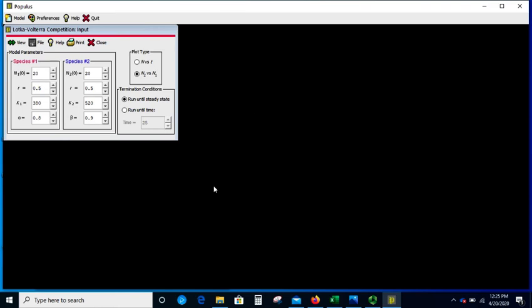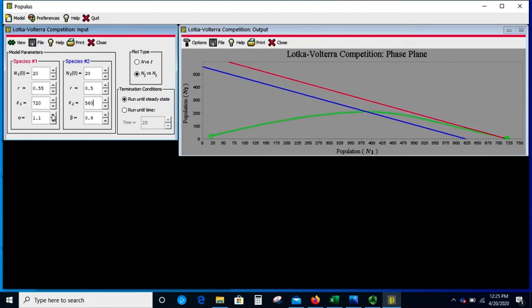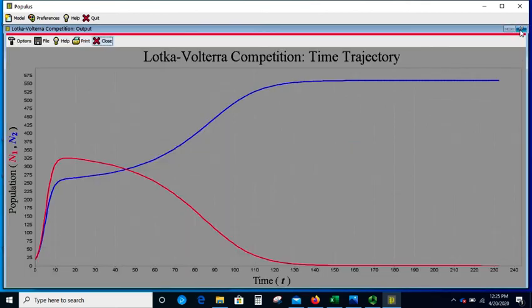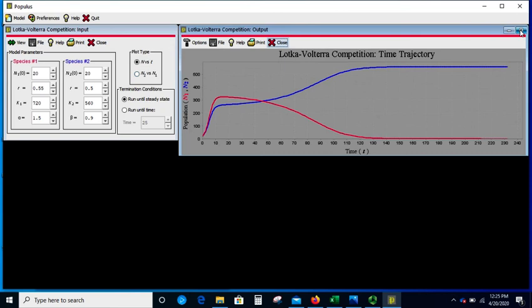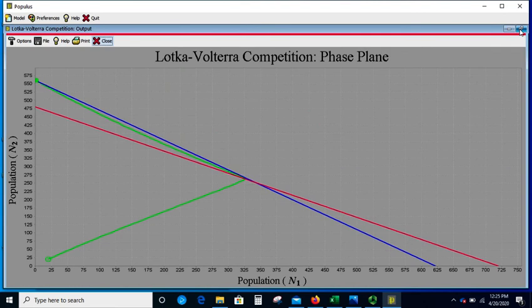All right, now I'm going to set up scenario C. So again, here is species 1 and species 2 population size graphed against time. And then the zero growth isoclines as well as the population size trajectory.